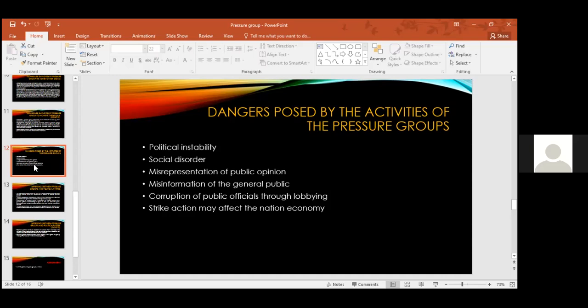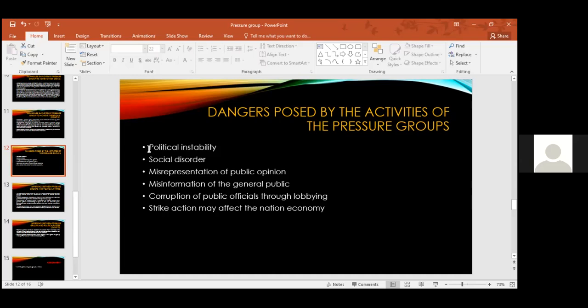If NUPENG goes on strike, I've forgotten the full meaning of NUPENG, but they're in charge of petroleum products. So I think they're in charge of movement of petroleum products and all. If they go on strike, they would cripple the whole economy. And once they cripple the economy and the government can't function, the whole government becomes unstable. So that's the idea of political instability. When certain pressure groups make certain decisions, it tends to affect the political setting of a state or a country, therefore causing political instability.